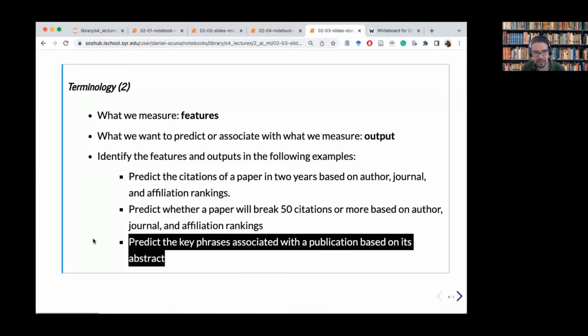Okay, what about this last problem? Can anybody say what kind of problem this is? What is the input, output? Is it regression, classification, supervised, unsupervised learning?